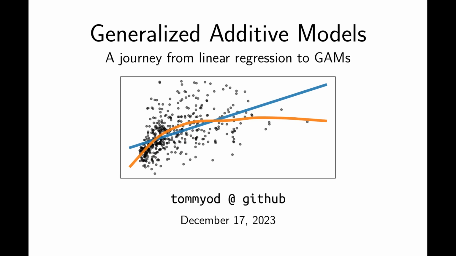Hello, my name is Tommy, and in this presentation we are going to work our way from linear regression to generalized additive models. The intended audience for this presentation is data scientists, and it helps if you have some background in calculus and some background in linear algebra.